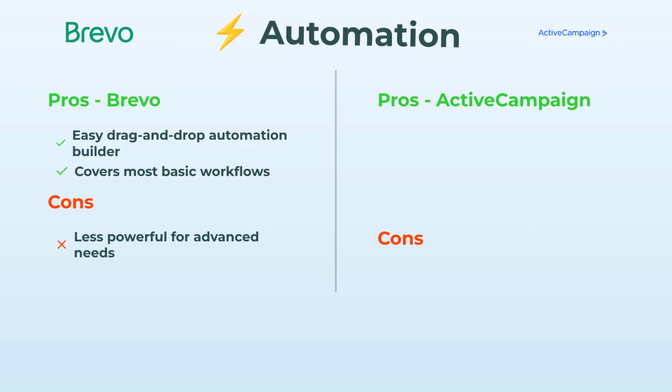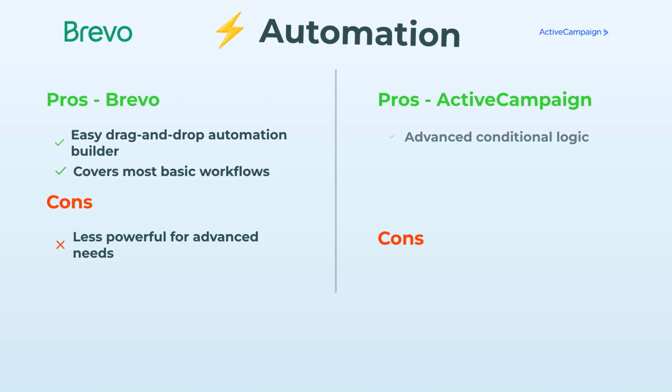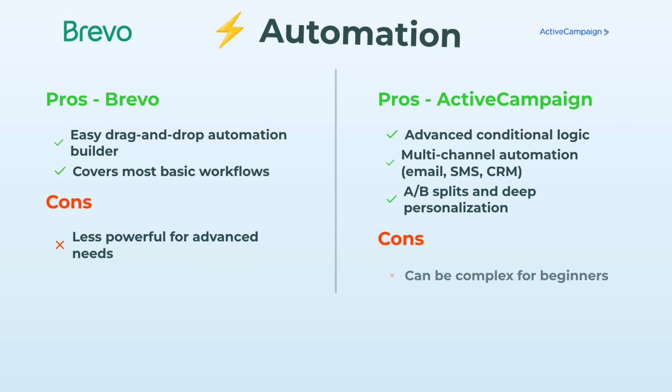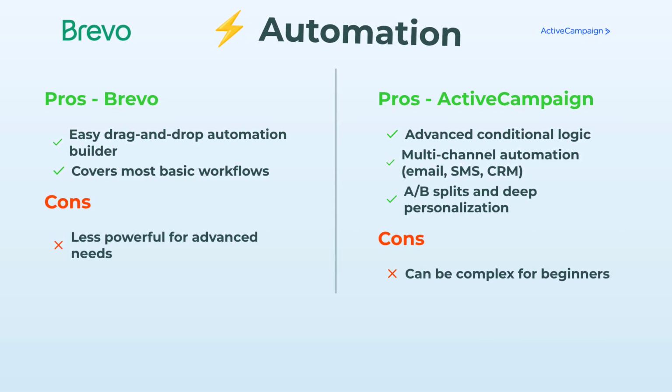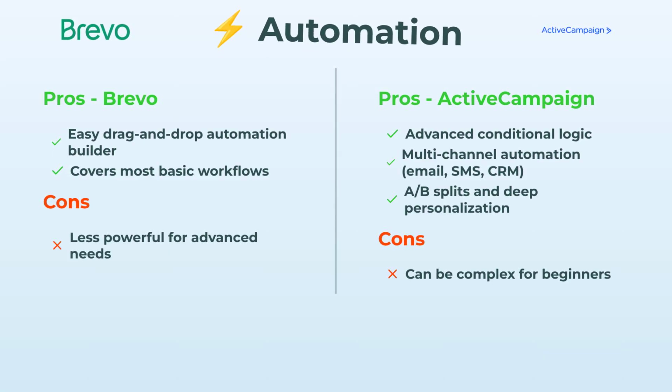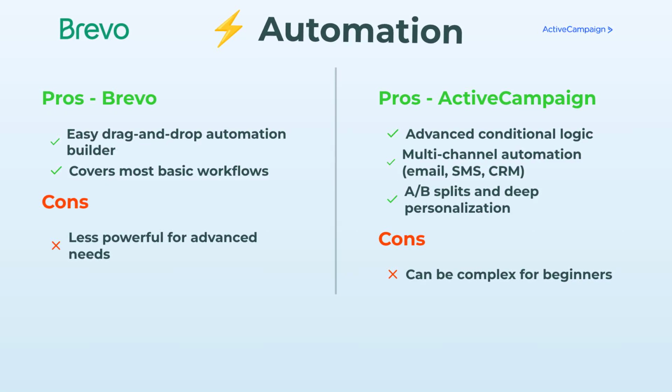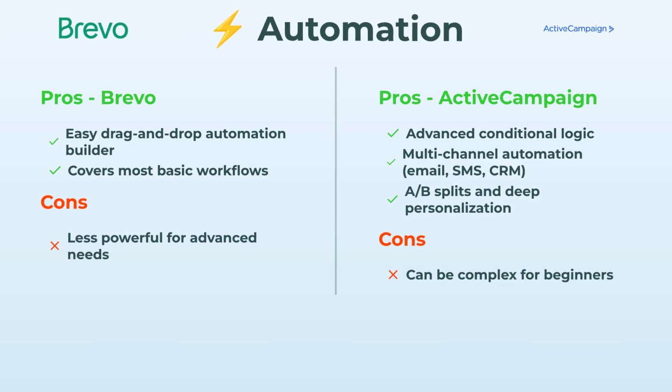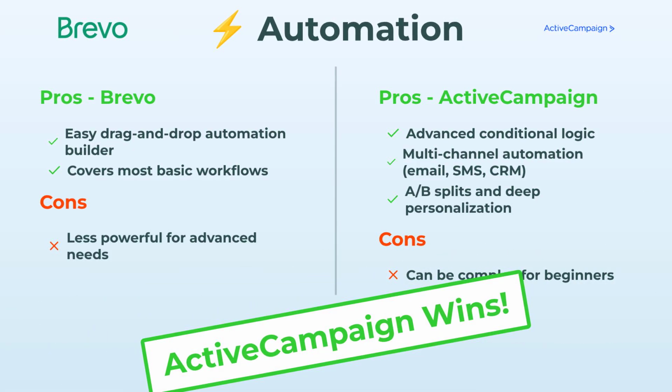Then ActiveCampaign steps in and says, oh, you want conditional logic, multiple channels, email, SMS, CRM triggers, A/B splits and personalization. That gets kind of wild. That's where it shines. It's more complex to set up, but the possibilities are kinda endless. If you're just starting, it might feel overwhelming, but for power users, yeah, ActiveCampaign is definitely the winner here.